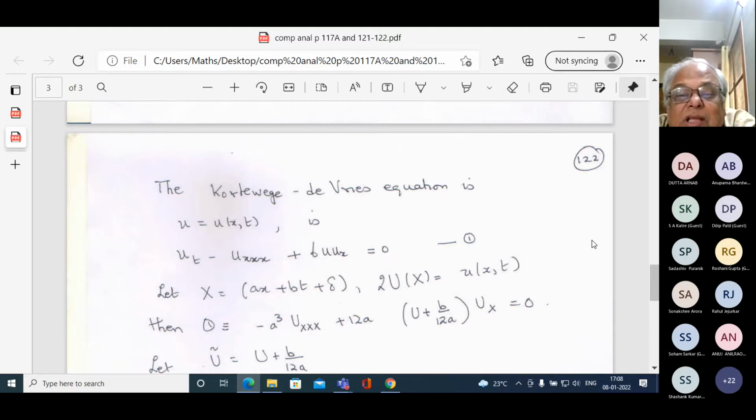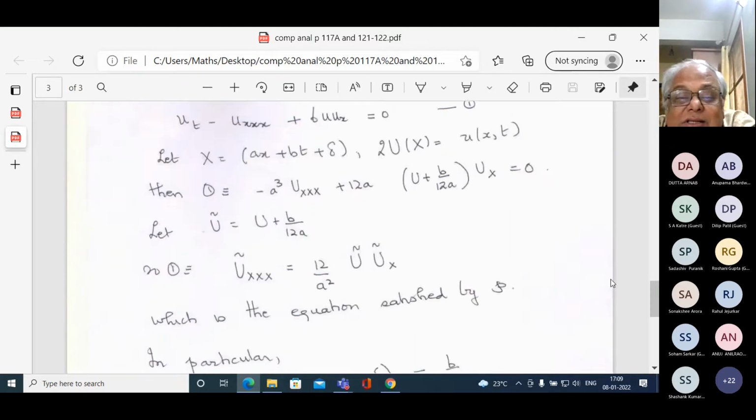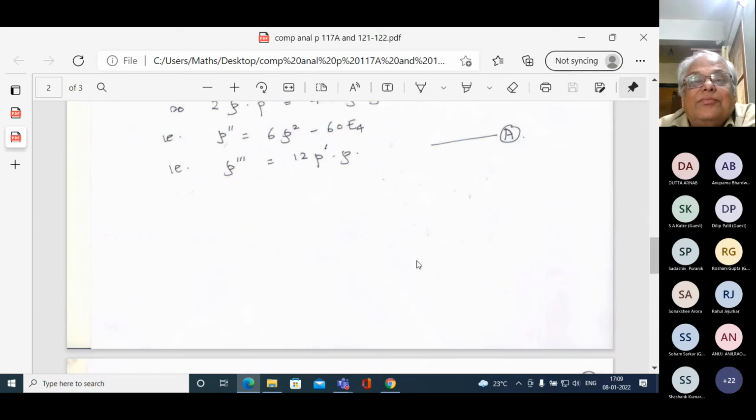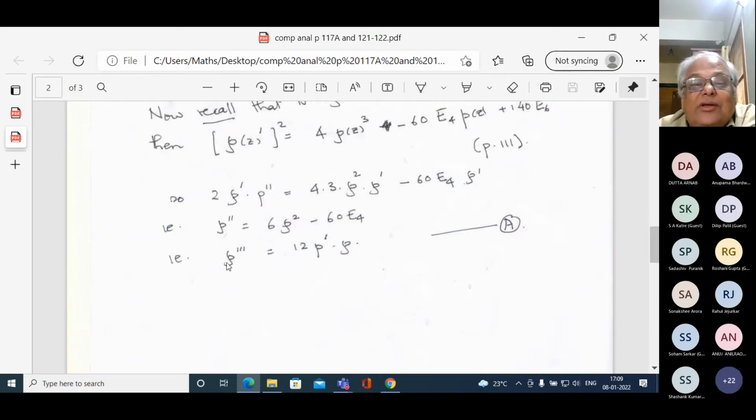Therefore, I can find the equation in the new variables capital U and capital X, and you'll get the new equation: minus a cubed U triple prime plus 12a U U prime is 0. Then I translate capital U by some amount, and the equation I get, with U tilde being U plus this translated amount, is U tilde triple prime equals 12 over a squared U tilde U tilde prime. Notice that this is the same equation that is satisfied by the Weierstrass P function.